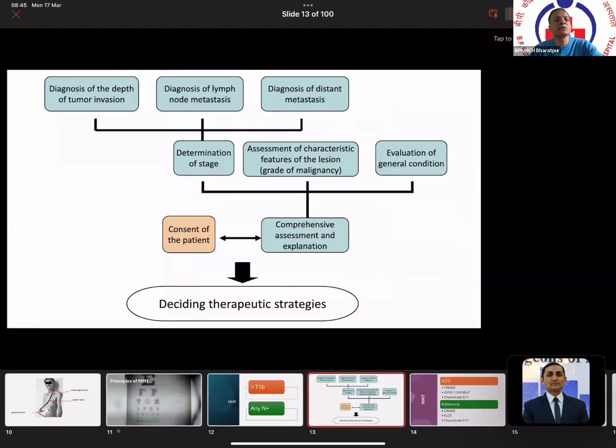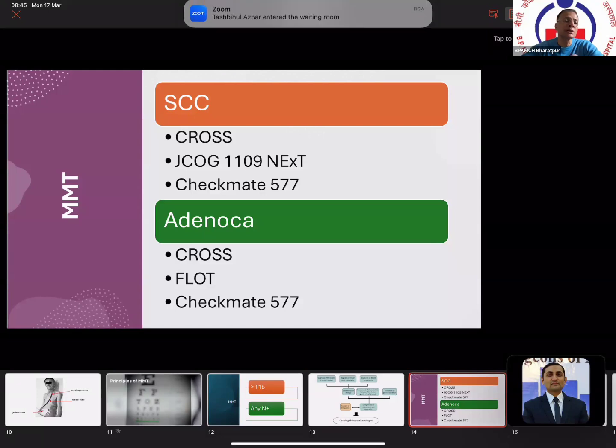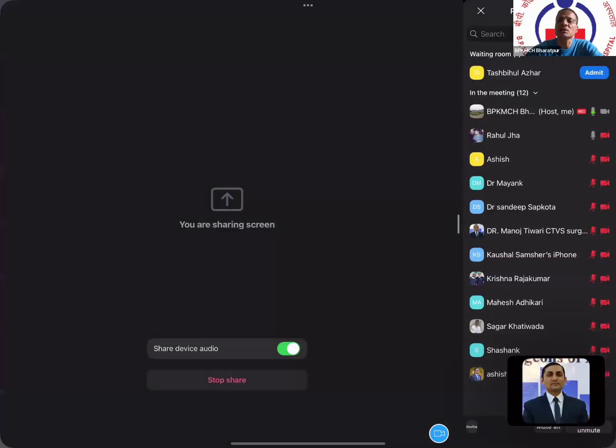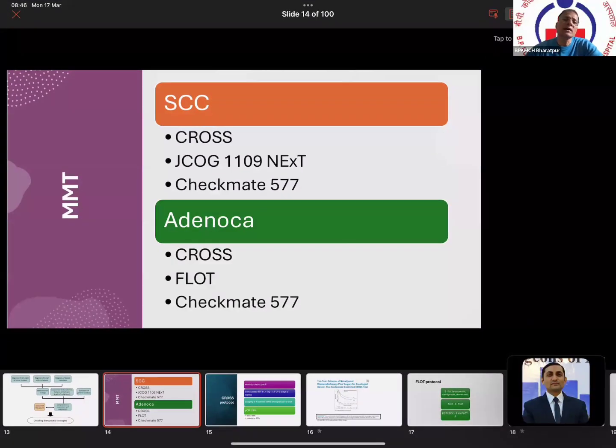So a Japanese slide very well shows we should have a very good diagnostic regarding the depth of the tumor, nodal metastasis, and indeed the distant metastasis. On that background only we can decide what therapeutic approach the patient requires. So just coming in brief regarding the principles of multimodality treatment, we can see here in the multimodality treatment group, we define this for the squamous cell carcinoma and also for the adenocarcinoma. So I have just formalized a few of the landmark trials which are very important for the esophageal surgeon to know about.